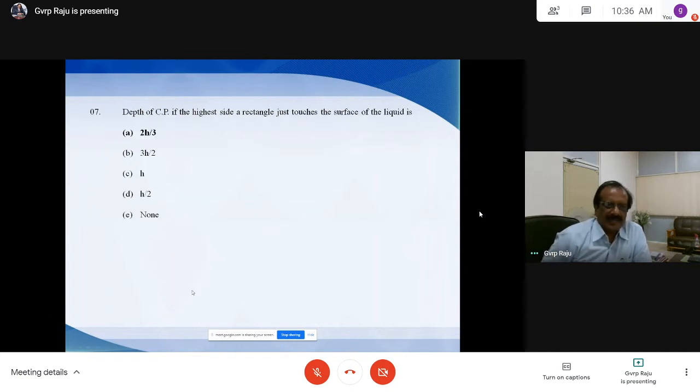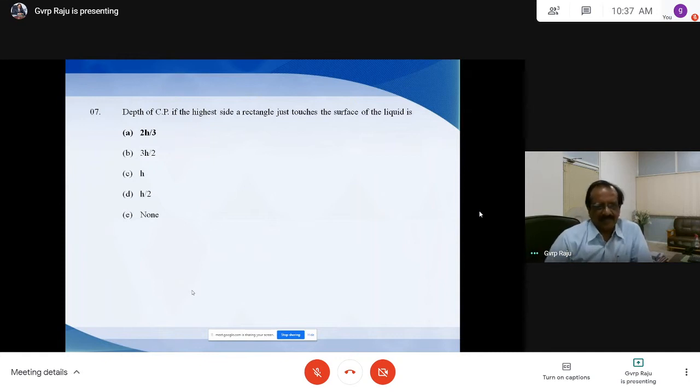And depth of center of pressure. For this type of problems, anyway, we are doing gate problems also, you should have a concept of pressure diagram. Without a pressure diagram, particularly in gate examinations, mostly with the help of a pressure diagram you can give answers in a short time.